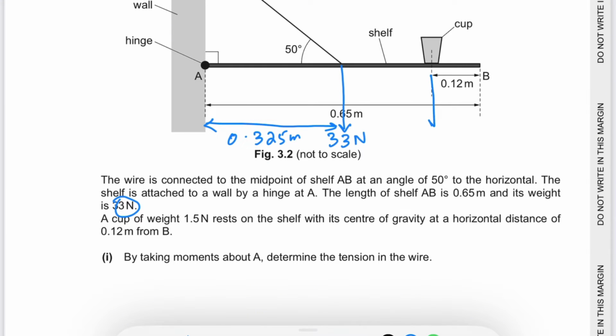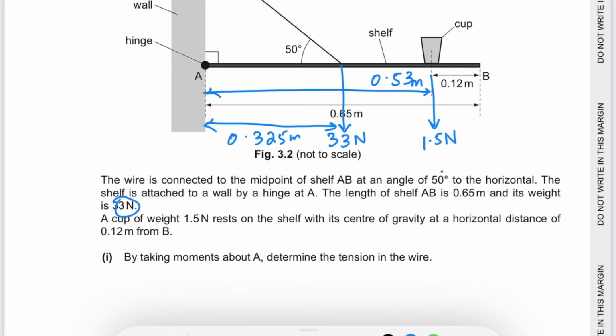Okay, so that's this one over here, 1.5 Newton acting downwards with its center of gravity at a horizontal distance of 0.12 meter from B. So that means the distance of the center of gravity of this cup from A would be 0.65 minus 0.12, and so that is going to be 0.53 meters.